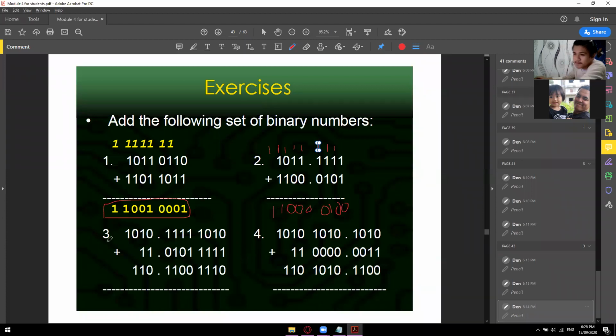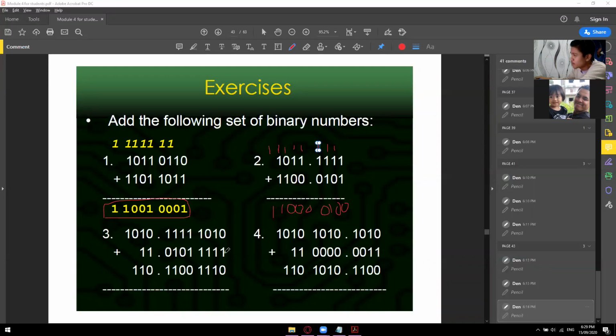Okay. So anyone who wants to answer number 3? Anyone? We have a volunteer. Wala. Dali-dali lang naman ito eh. Alright, sige. Sagutan na lang natin.